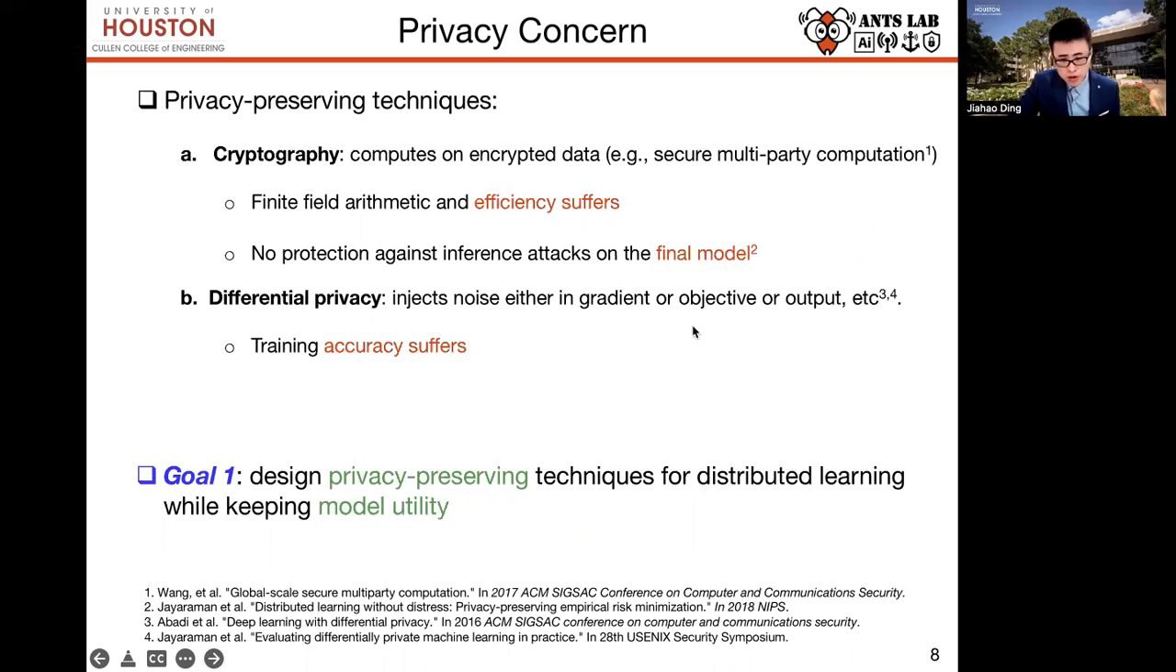And the other method is to add noise into the critical part of the whole training process, like SGD or the objective, to provide differential privacy. This can provide privacy not only for the intermediate model updates, but also for the final model. However, this method suffers from accuracy loss and performance loss due to the noise injection. So our first goal is to design techniques based on differential privacy for distributed learning, while keeping the model utility.